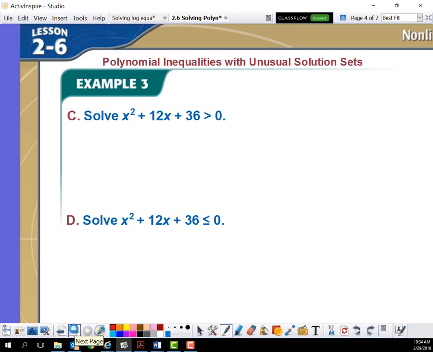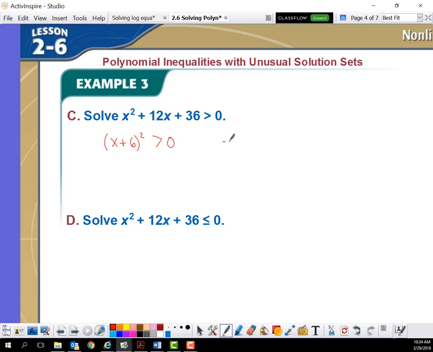All right, here's another special case. Solve x squared plus 12x plus 36 is greater than 0. Okay, so you obviously want to try to factor this. And this is a special case because you get the same factor squared. You're going to get (x plus 6) squared.